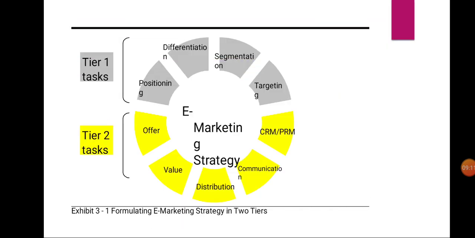So next, if you look at e-marketing strategy, tier 2 tasks, what exactly do we have to do? We know positioning, differentiation, segmentation, targeting. But looking at tier 2 tasks, we have to give them offers, we have to give the value, and most importantly, distribution, communication, and CRM. We can say customer relationship management.